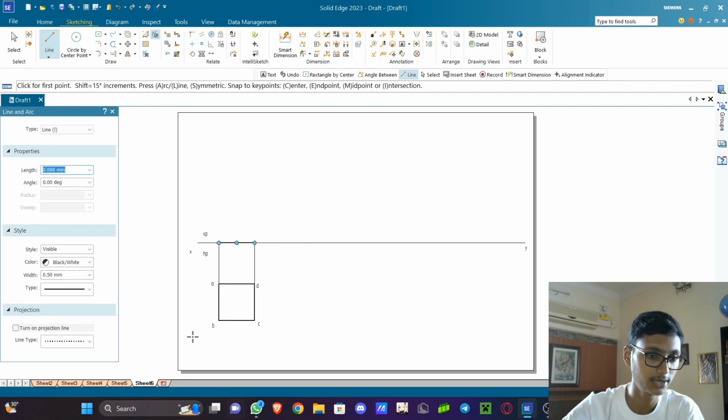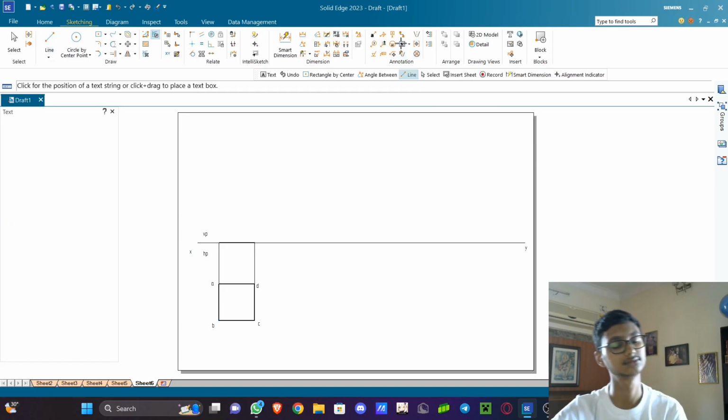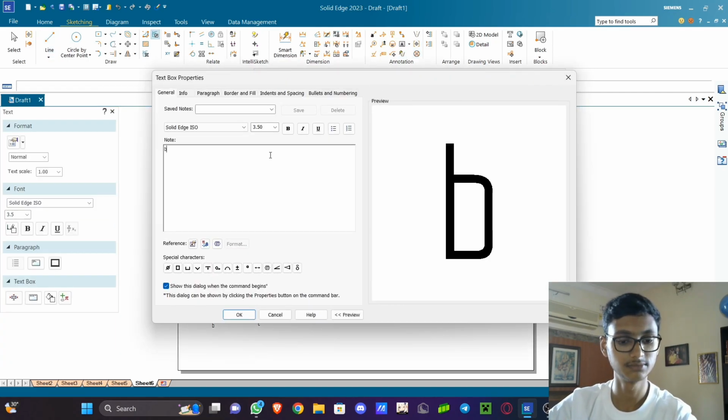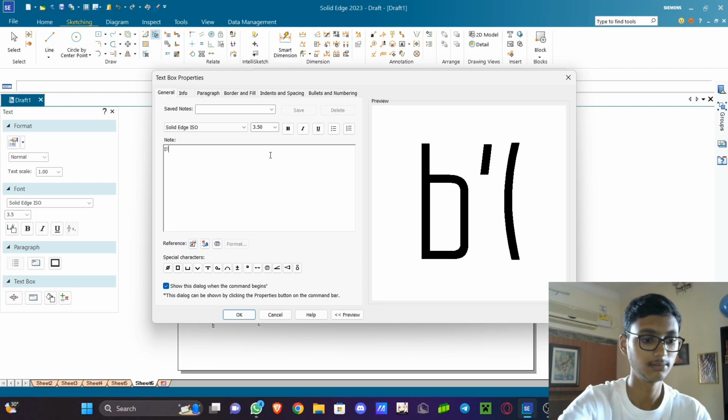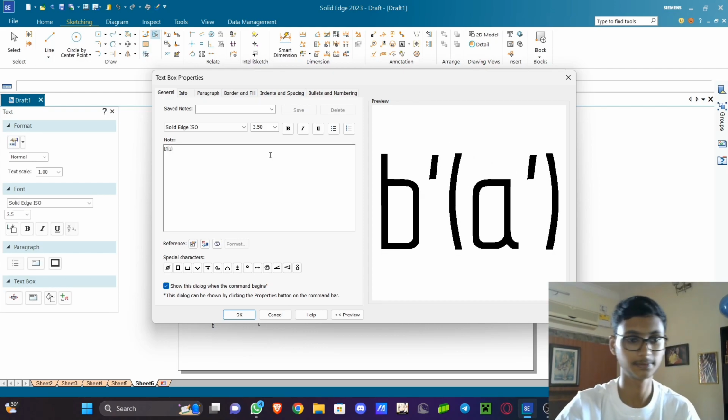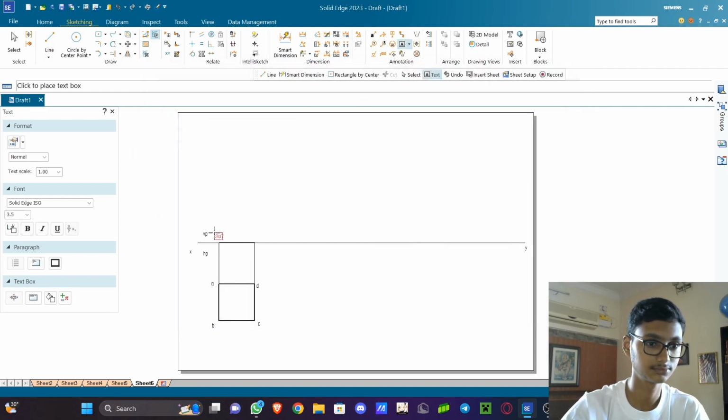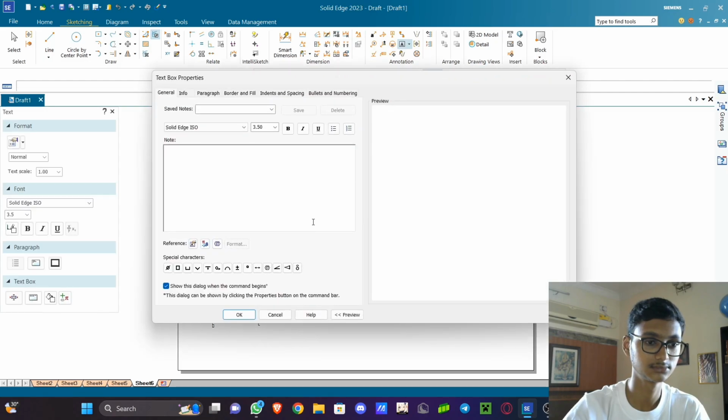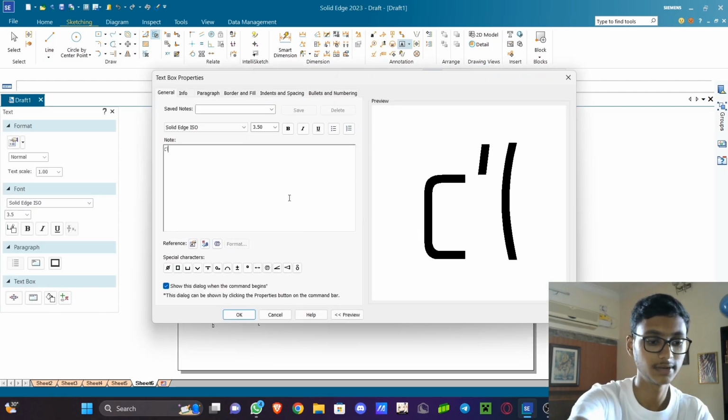And now let us name the true line. During naming we need to remember one thing. B is visible but A is not visible. We can find this: whichever side is near the XY line will not be visible to us. So we need to name it as B dash bracket A dash, and here also C dash bracket D dash. So let us name it. First one is B dash bracket A dash, and second one is C dash bracket D dash.